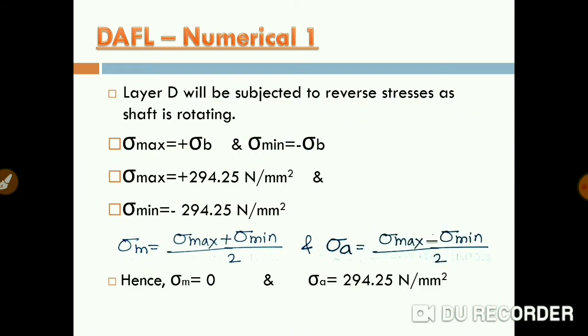So layer D is subjected to reversed stresses as shown. The shaft is rotating, so sigma max is plus sigma b and sigma min is minus sigma b. At point D it is 294.25, so plus 294 and minus 294. We know mean stress and amplitude stress can be calculated: sigma mean is sigma max plus sigma min by 2, and sigma amplitude is sigma max minus sigma min by 2. Both are calculated. Sigma m is 0 and sigma a is 294.25.